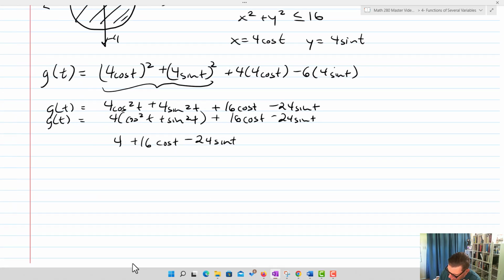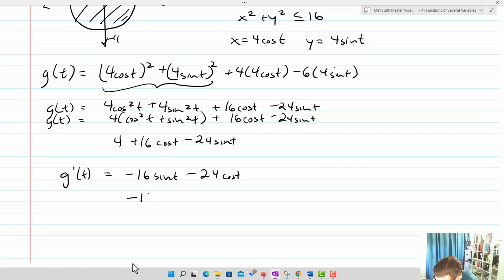Now what I need to do is find g prime of t. And you might think to yourself, why did I go and do this for this particular boundary? Well, I do know how to find maximums and minimums when I have a function of a single variable. Parametrizing this into a function of t allows me to just take the derivative, and it makes it much easier to solve. So now I've got negative 16 sine t, and then minus 24 cosine t.